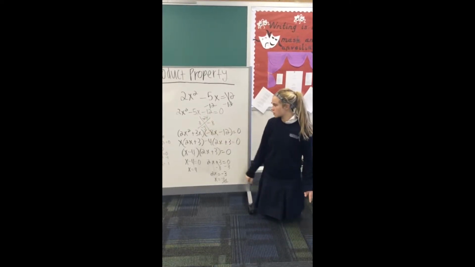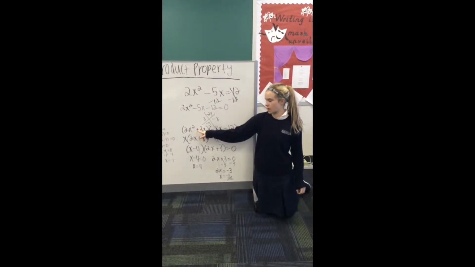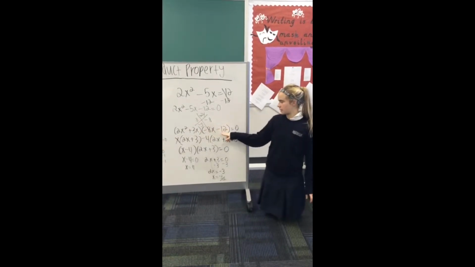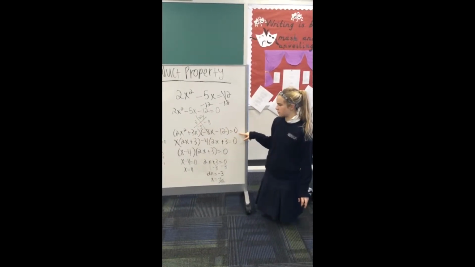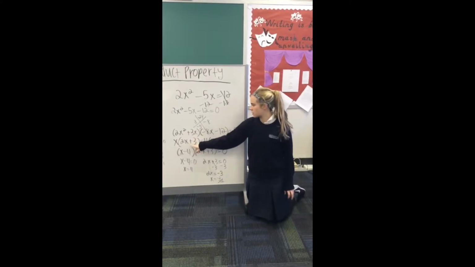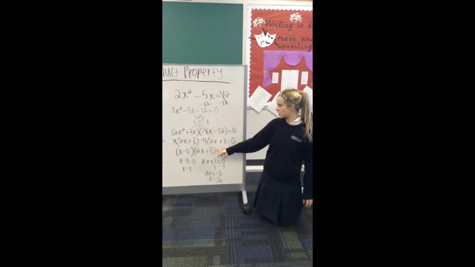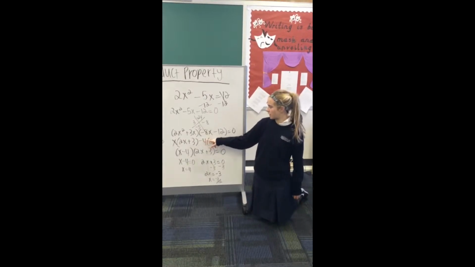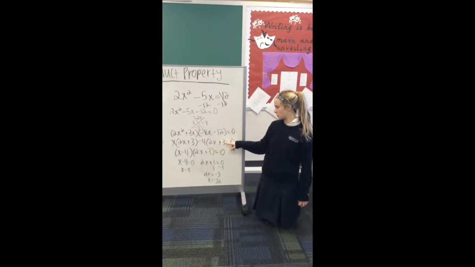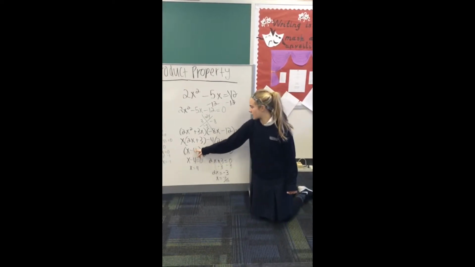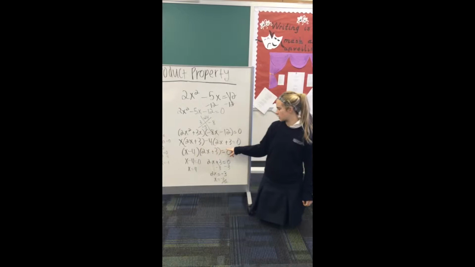negative 5. So you put it into the equation, 2x squared plus 3x in parentheses, and then negative 8x minus 12 in parentheses equals 0. You take out an x from this expression, and so you get x, parentheses 2x plus 3. You take out negative 4, and you get negative 4, parentheses 2x plus 3, equals 0. And then you get x minus 4 and 2x plus 3 equals 0.